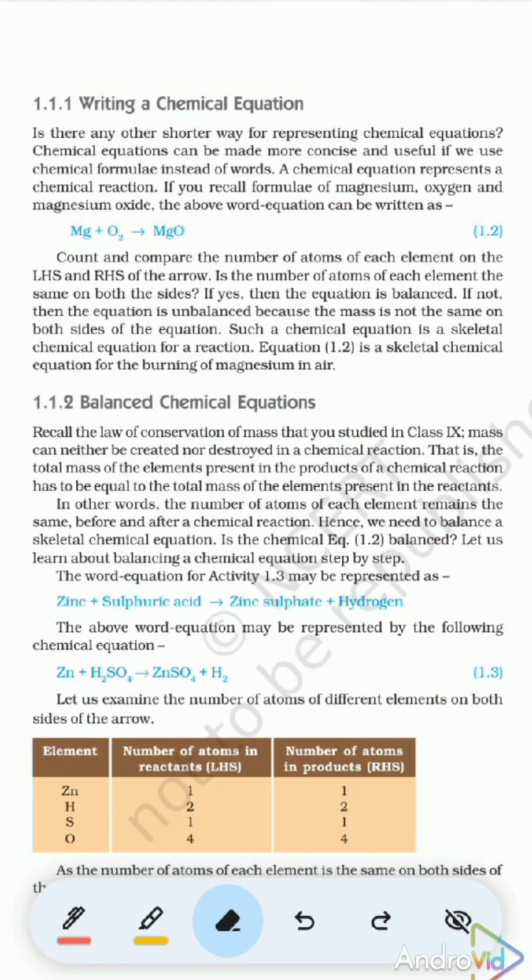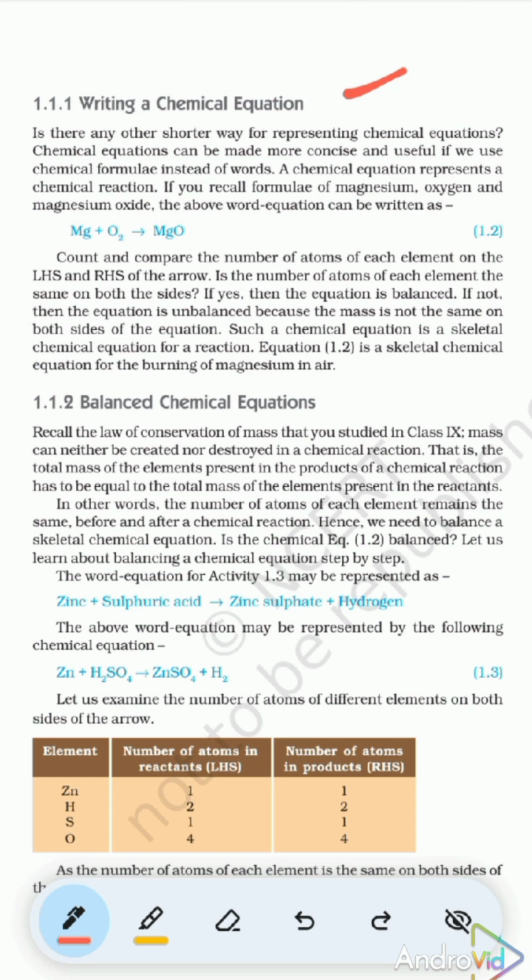So under this topic, now we are going to learn how to write a chemical reaction. The subheading is writing a chemical equation. We have just now learned how to write a word equation. Now how to write a chemical equation? This is what we are going to learn in this subtopic. Is there any other shorter way for representing chemical equations?